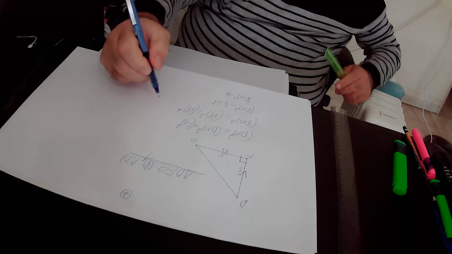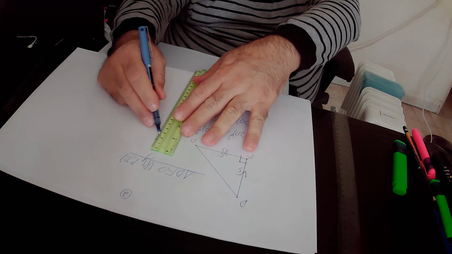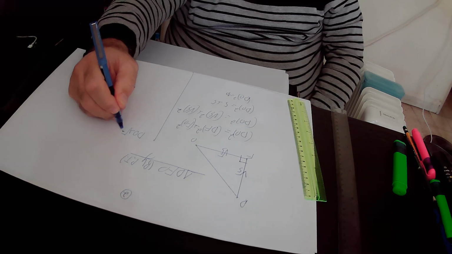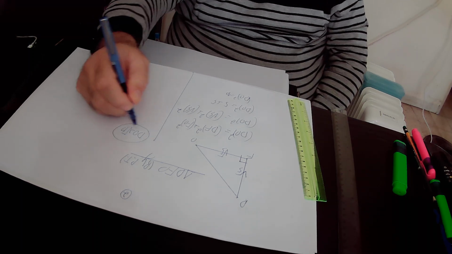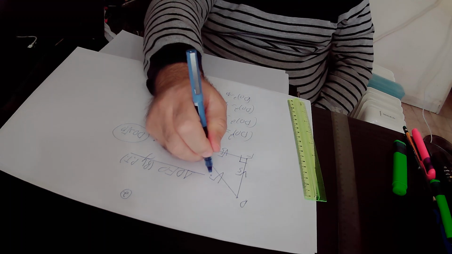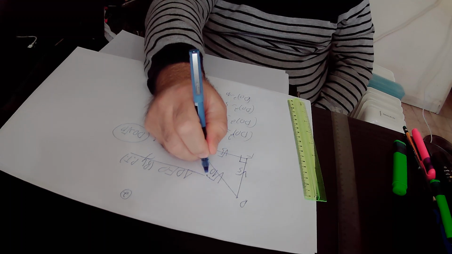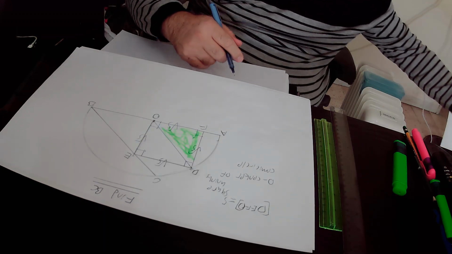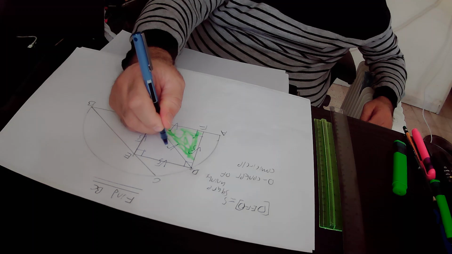Here we'll take a root out of this equation and we'll get that DO equals the square root of 10 units. That is to say, the length of the hypotenuse DO is equal to the square root of 10 units. So we can write down here that DO equals the square root of 10 units.